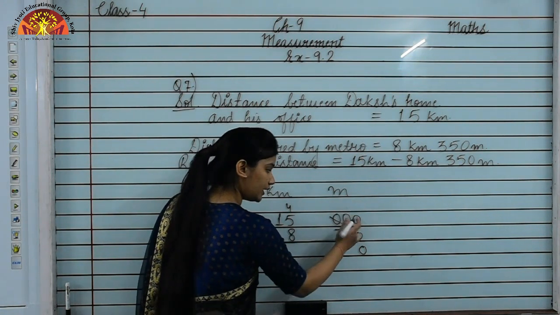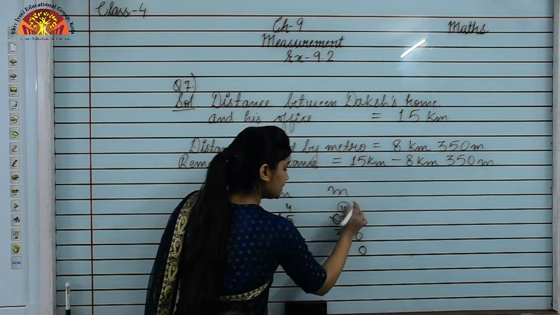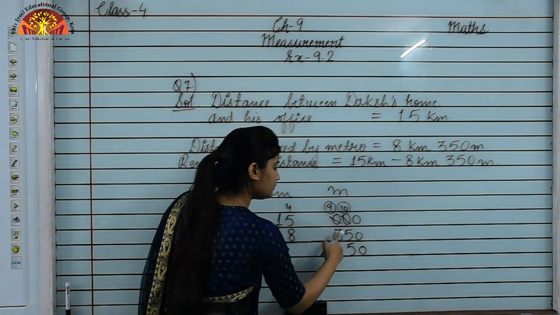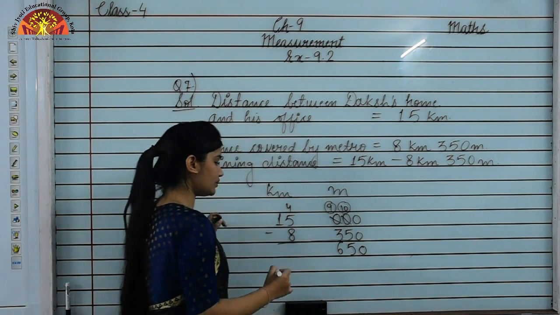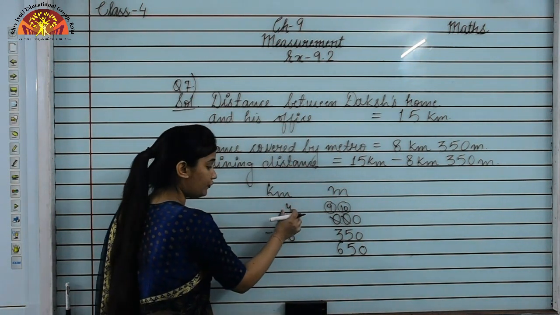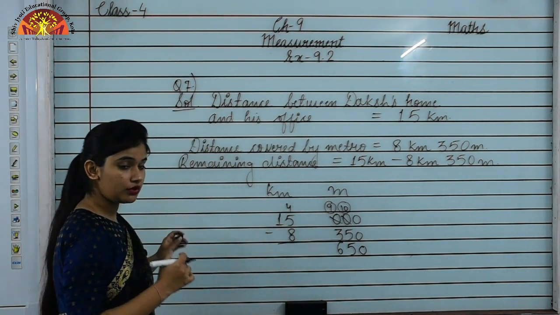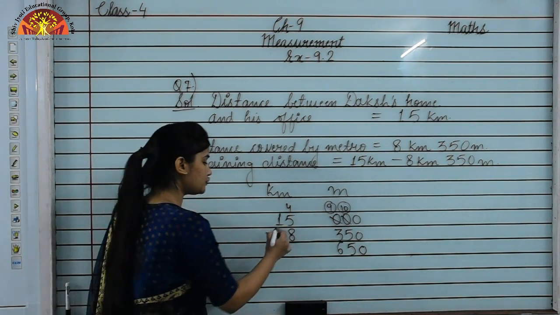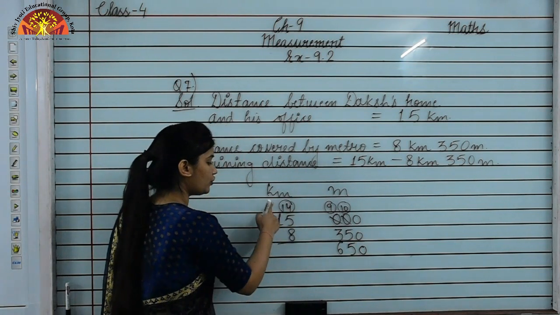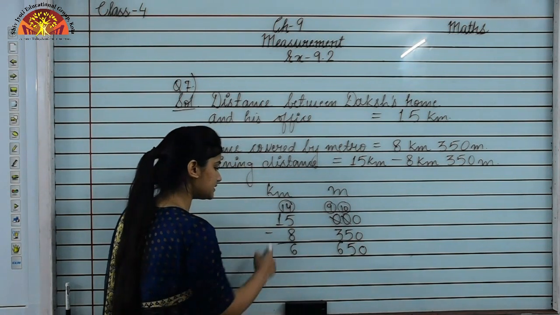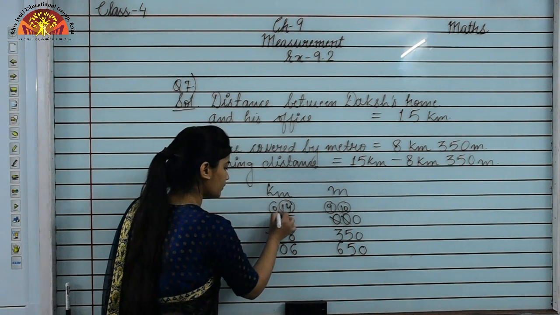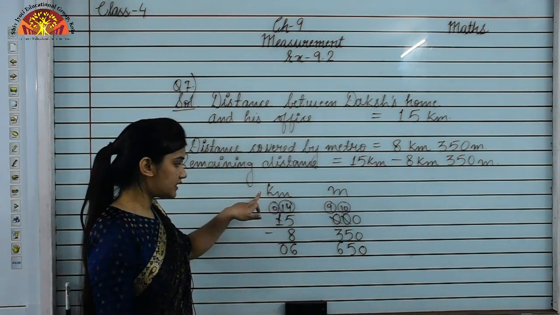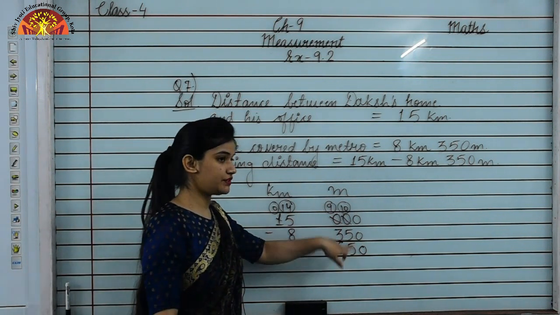Again we are borrowing 1. So this will be 10. So 10 minus 5 is 5. Here we can see 9. 9 minus 3 is 6. Okay students, now we can see 4 and 4 is smaller than 8. It is not possible for us to subtract 8 from 4. So again we have to borrow 1. It will be 14. 14 minus 8 is 6 and it will be 0. Okay, so what is the answer? The answer is 6 kilometer and 650 meter.